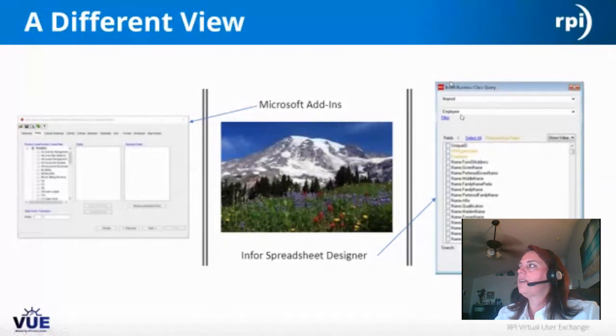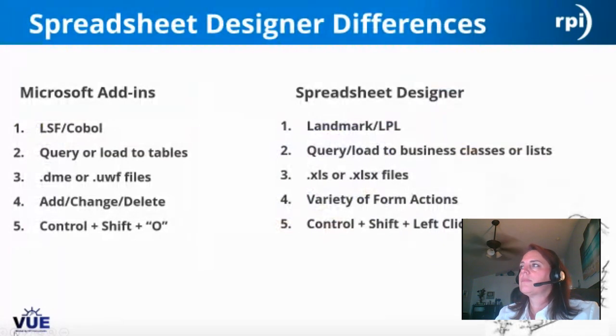We have our product line, our business class, which is different than our tables. And then once we select a business class, all of those fields will open up and then we can select which ones we want. So it is a different view.